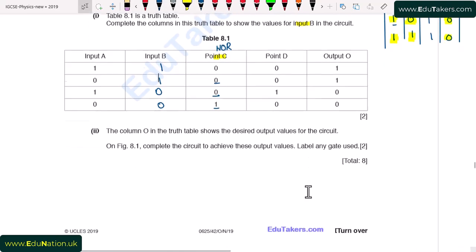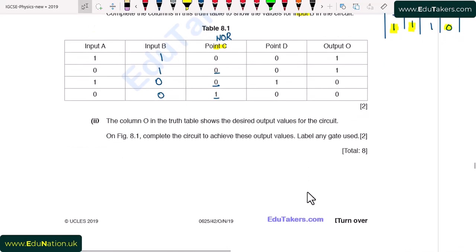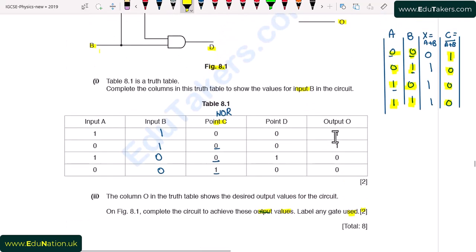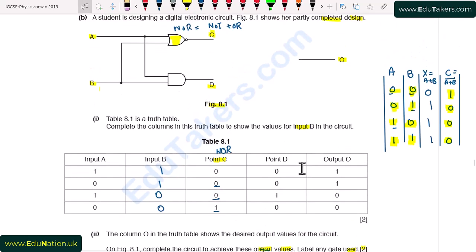Part 2. The column O in the truth table shows the desired output values for the circuit. On figure 8.1, complete the circuit to achieve these output values. Label any gate used. So first of all, we can see that the input C and D combines and gives the output O.